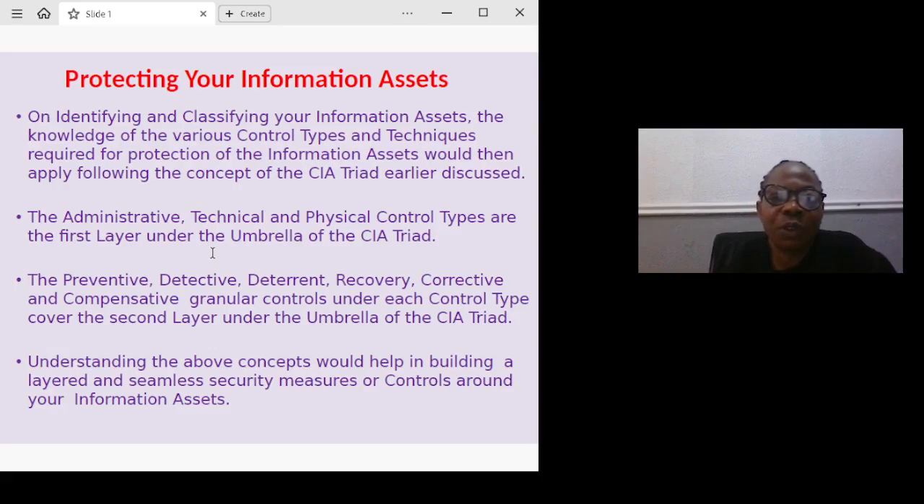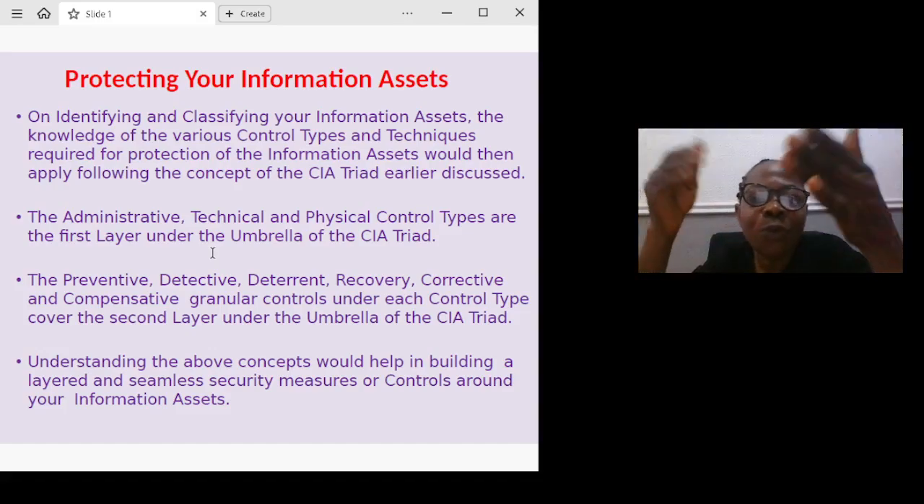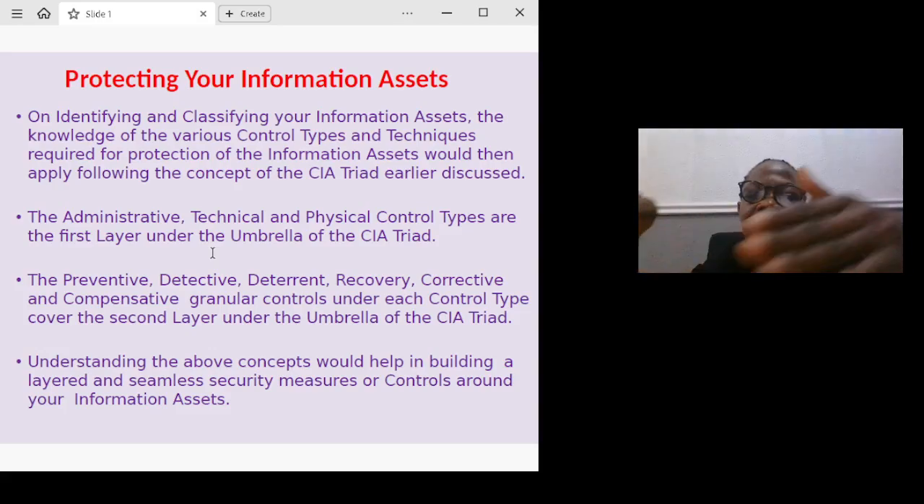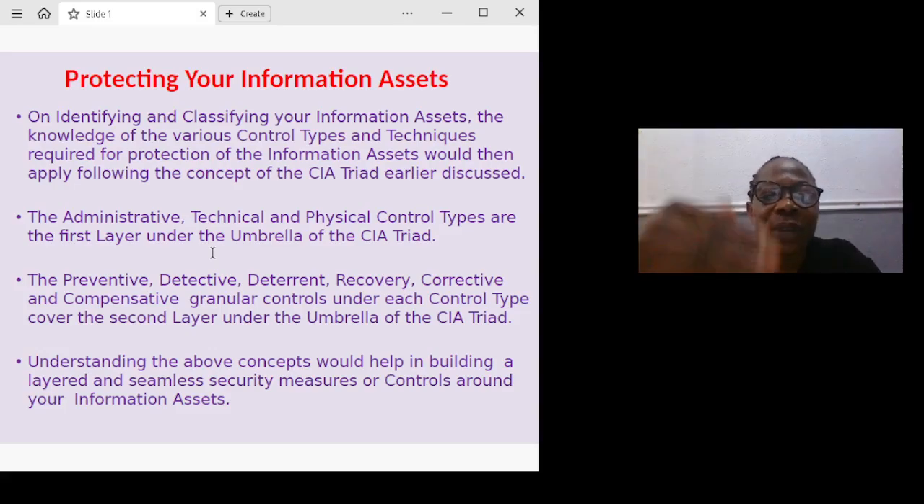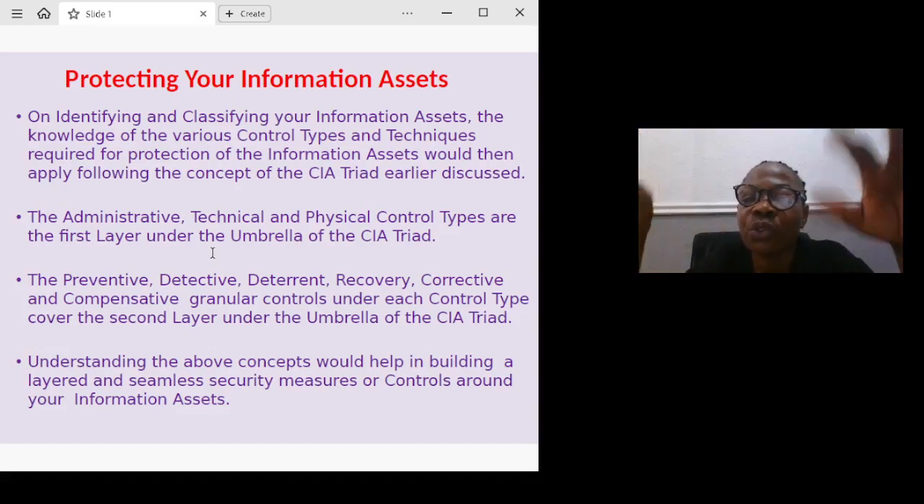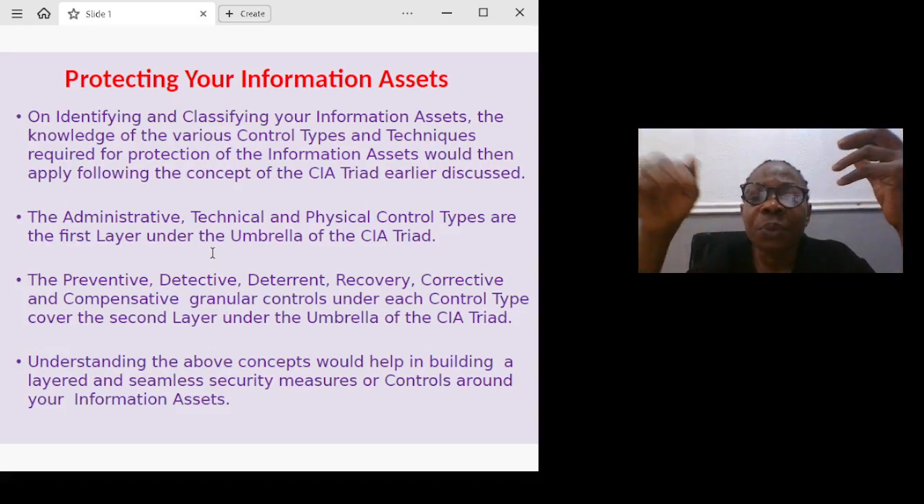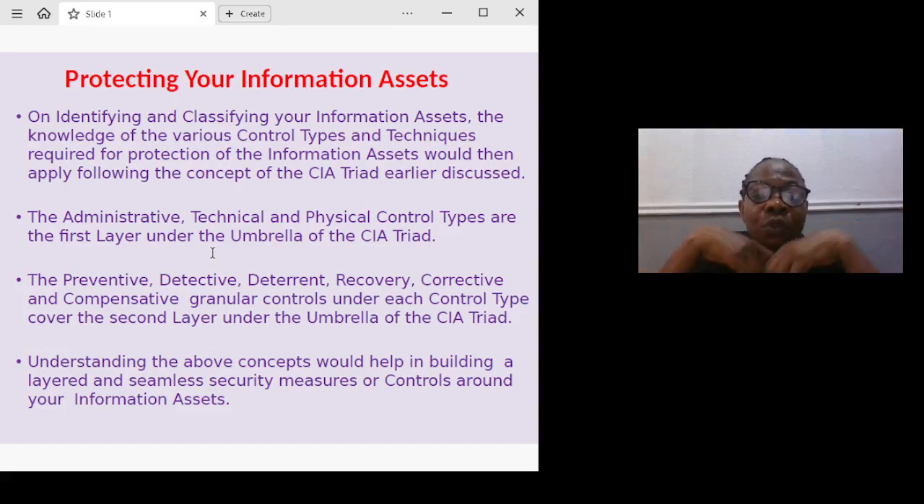They could be preventive control, detective control, deterrent control. We have about 7 of them. 7 security controls that you have to apply on each of the three types of controls. You have preventive controls, detective controls, deterrent controls, recovery, corrective, compensative, and directive controls. So these are the granular controls under each control type.